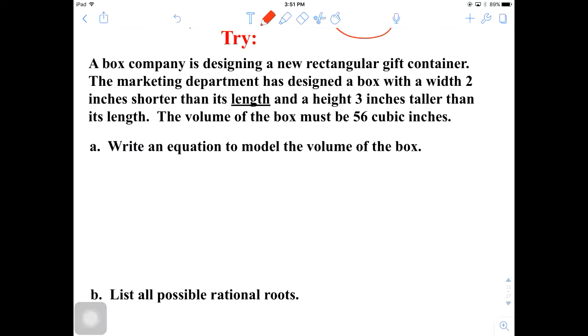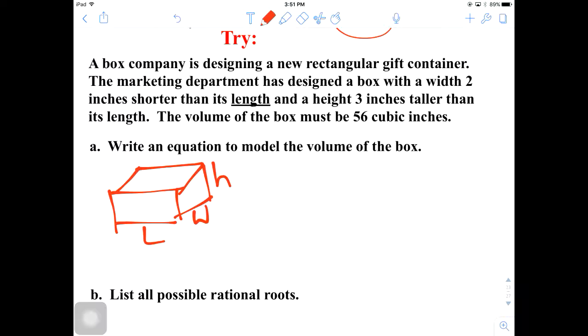Well, hopefully you've had a chance to try this problem, and let's take a look at it. A box company is designing a new rectangular gift container. The marketing department has designed a box with a width of 2 inches shorter than the length. So again, it is describing a box. So we're going to start by drawing the box again and label it length, width, and height. And let's use the information to label the box.